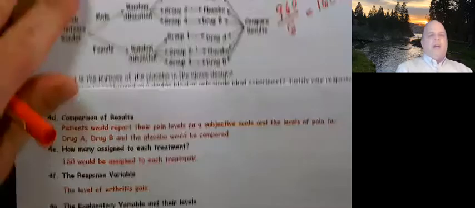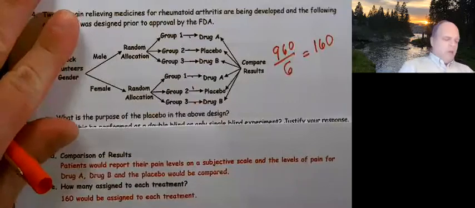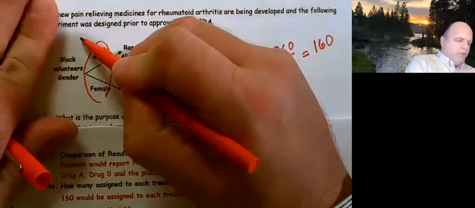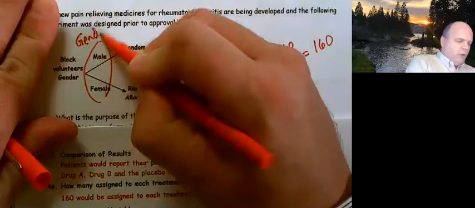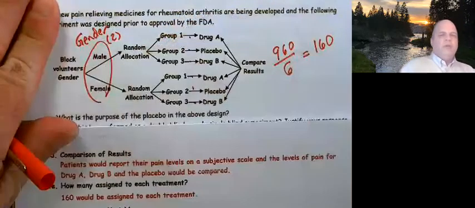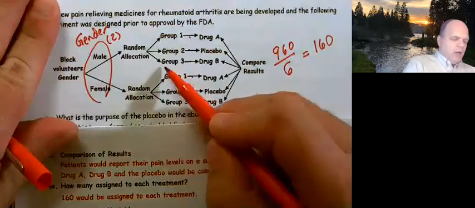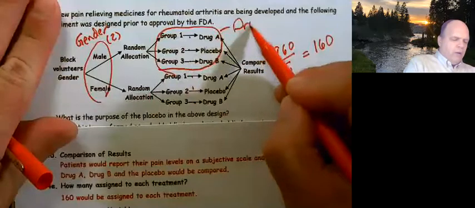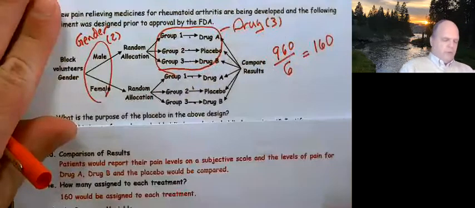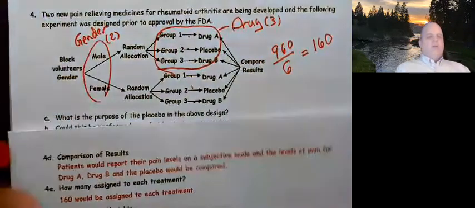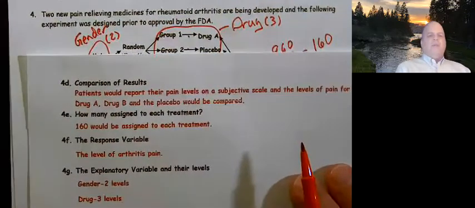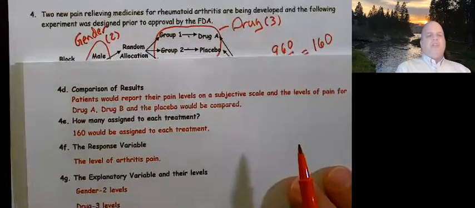Then it says, what are the explanatory variable or variables and their levels? So let's look back at our diagram. Well, that's an explanatory variable, and this is gender. And then it has 2 levels. And then right here, it's the drug, and we have 3 levels. All right? So we have gender with 2 levels and drug with 3 levels based on the diagram.